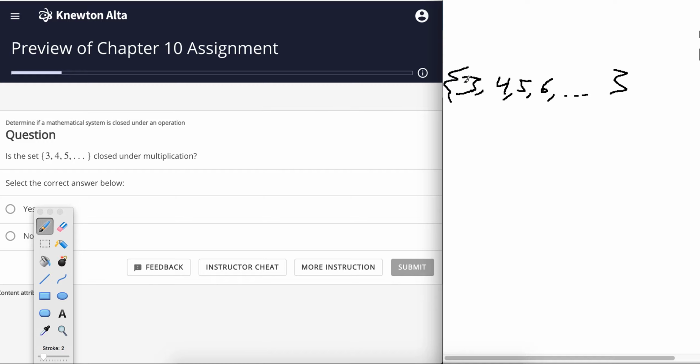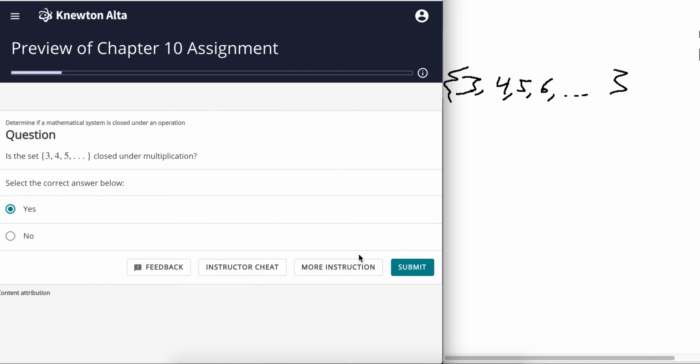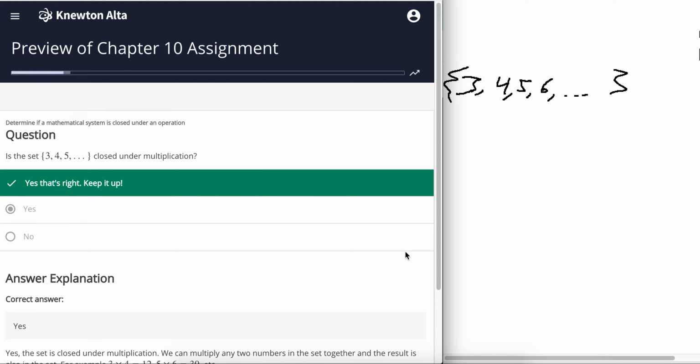Like in other words, 3 times 4, that makes 12. And 12 will be a number up here, right? So far, we haven't found anything to disprove closure. 3 times 5 makes 15. 15 is going to be a number in these. 3 times 6 is going to be 18. That's going to be a number. 4 times 5 is going to be 20. We're going to get to 20 eventually. So anytime you take any pair of numbers, multiply them, it becomes another number in the set. That means, yes, it is closed under multiplication.